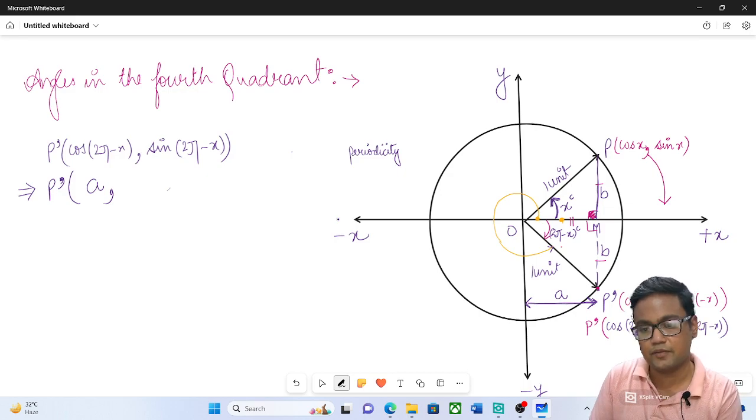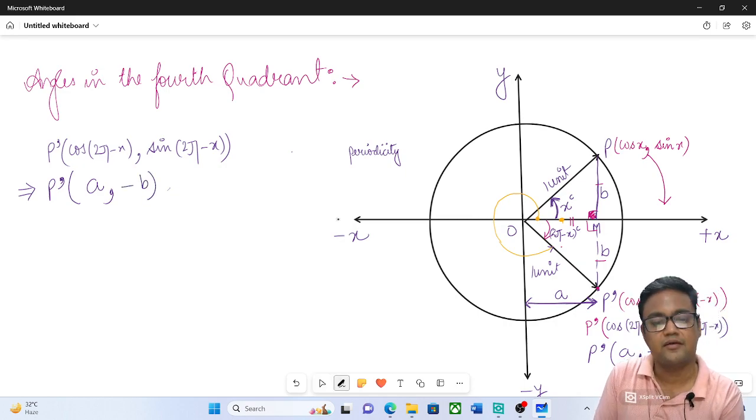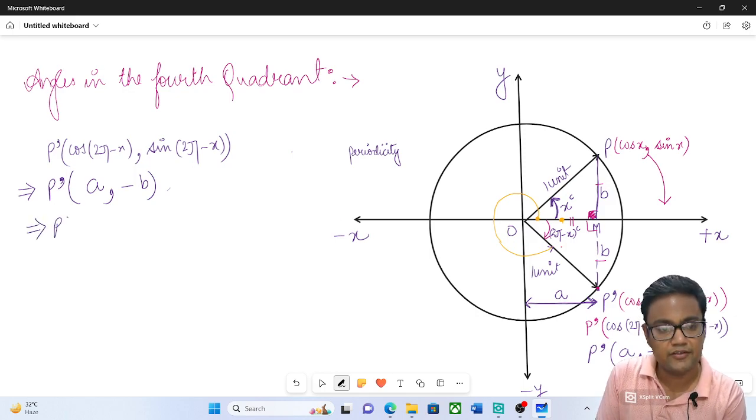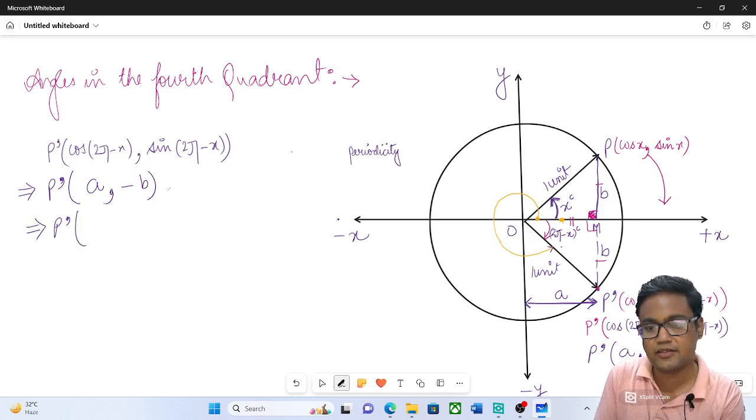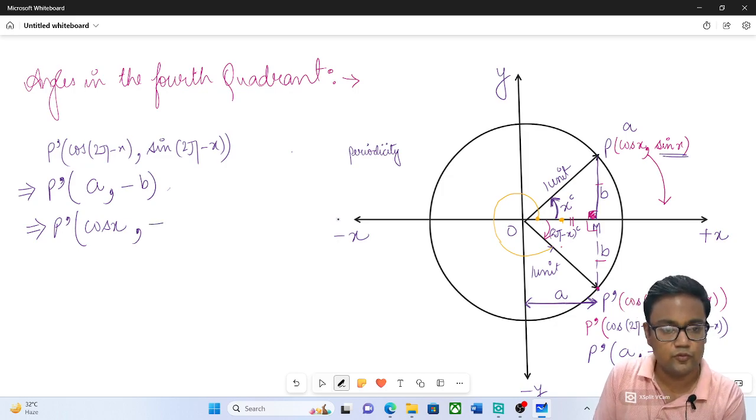Sine हमेशा से रहा है perpendicular distance, right? But children, see, if you realize the coordinates in the coordinate system, abscissa and the ordinate will be written as a comma minus b, right? So sine 2 pi minus x is minus b. So further I can rewrite this p dash as a. What is a? See here, this is your a, right? Cos x हमेशा से a रहा है. And what is minus b? B is actually sin x. So minus sin x.